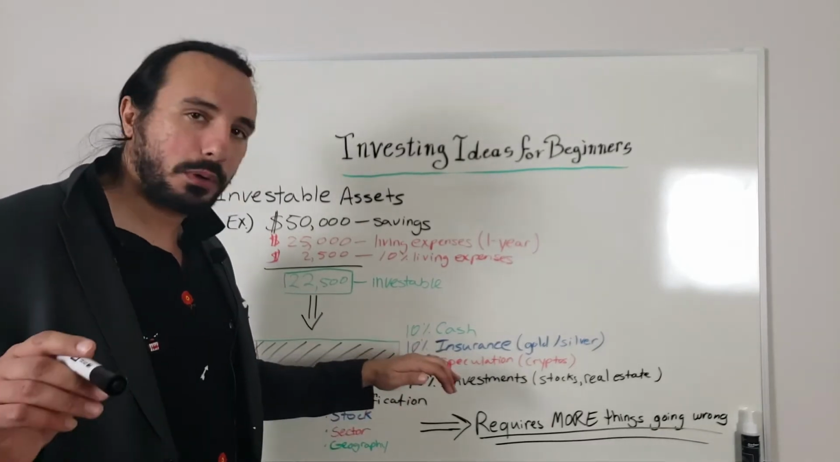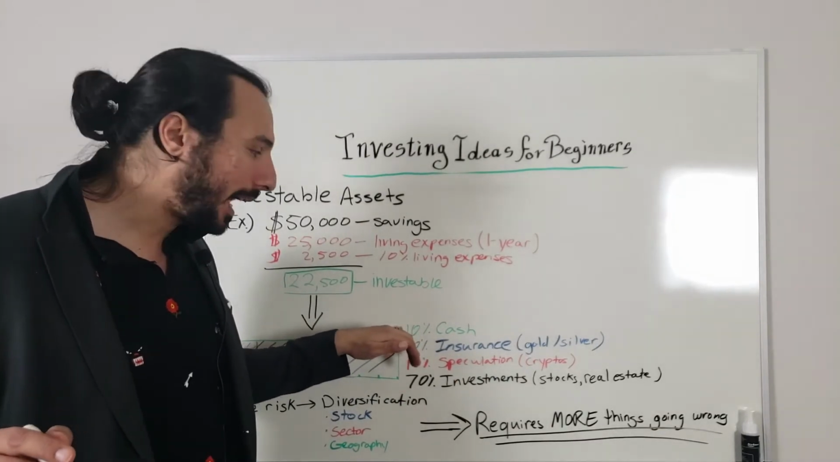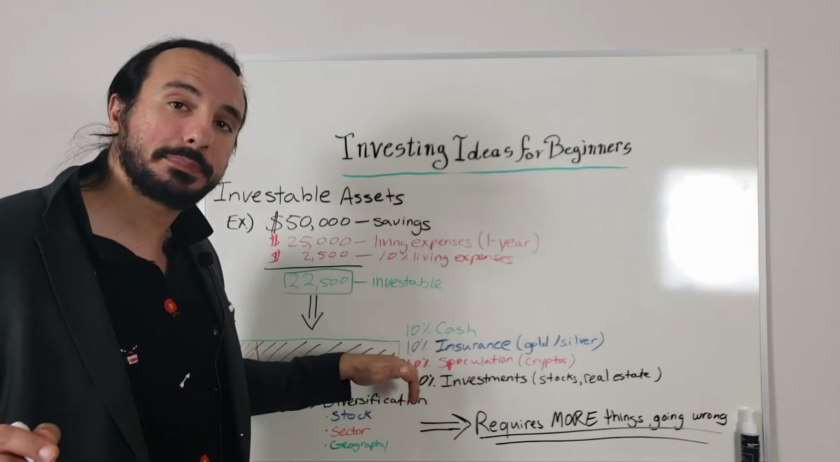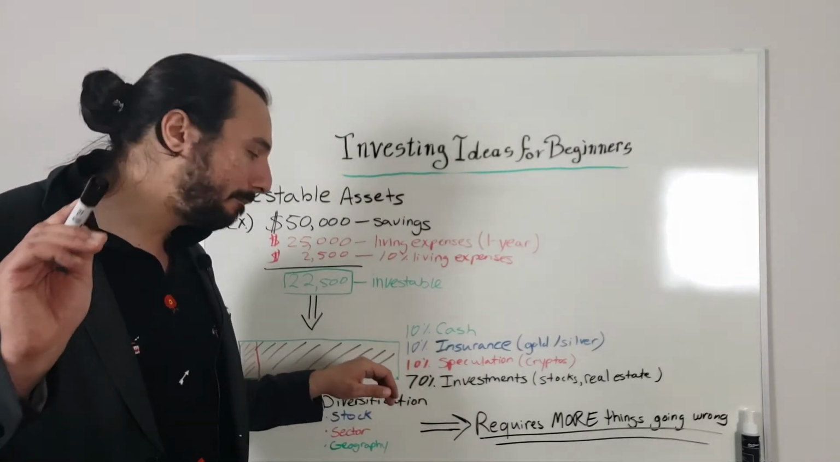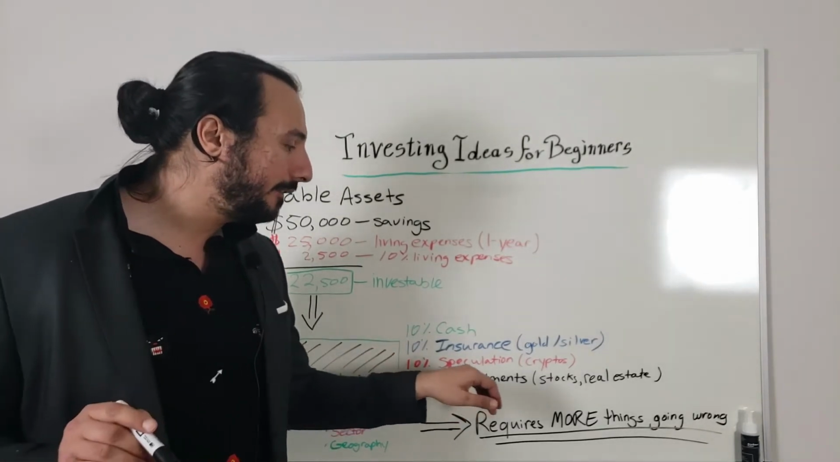So to recap where we've gotten, I like to have 10% in cash, 10% in insurance, 10% in speculation, and then I like to have the remaining 70% in investments.